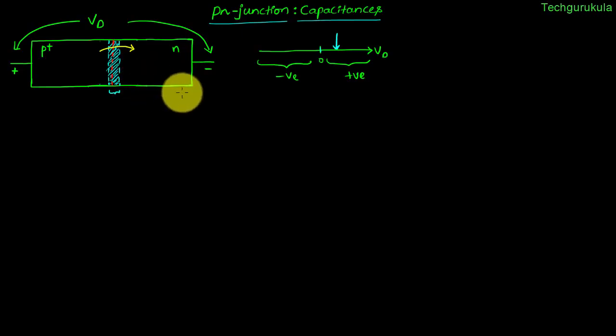If the length of the neutral N side is long enough, then none of the holes might actually go to the end of this N side. This process of injection would be continuously happening and recombination would be continuously happening. As a result, the injected hole concentration with respect to time would not be changing.